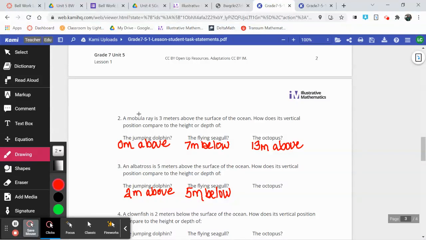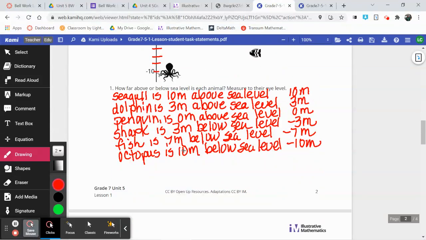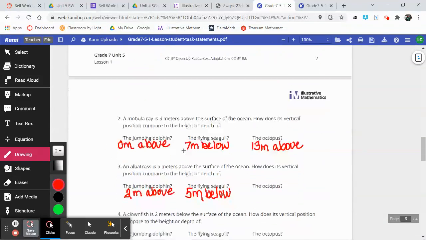All right, the octopus. The albatross is definitely above the octopus because the octopus is at the bottom. So let's start at the octopus and count till we get to the albatross. 1, 2, 3, 4, 5, 6, 7, 8, 9, 10, 11, 12, 13, 14, 15. The albatross is 15 above the octopus because we counted up. We count up, it's above. We count down, it's below. So it was 15 meters above the octopus.